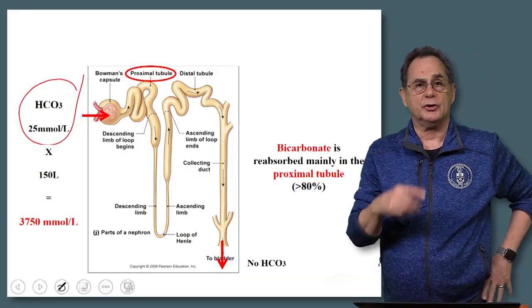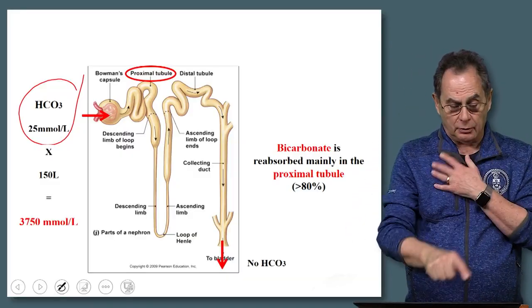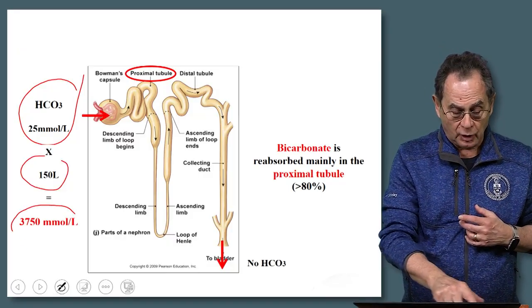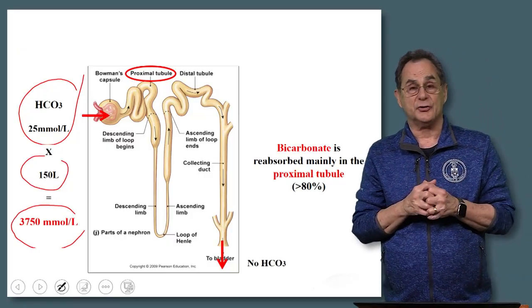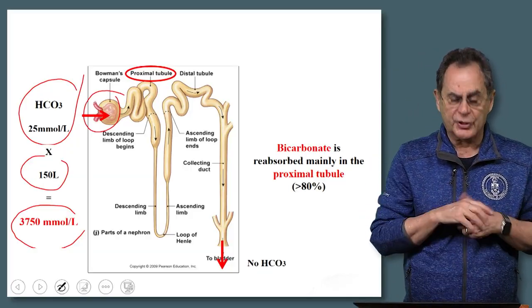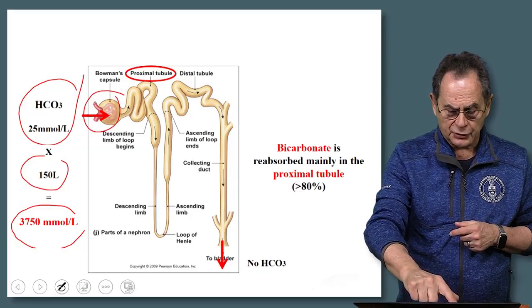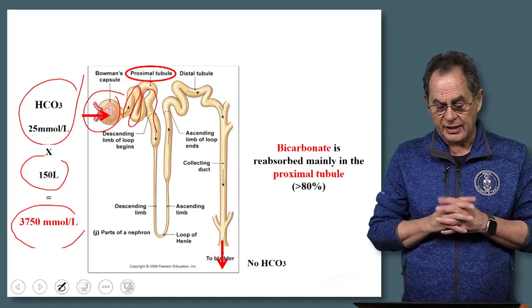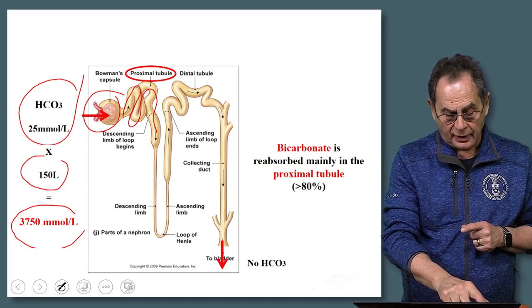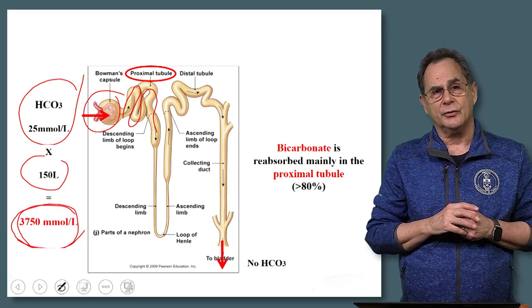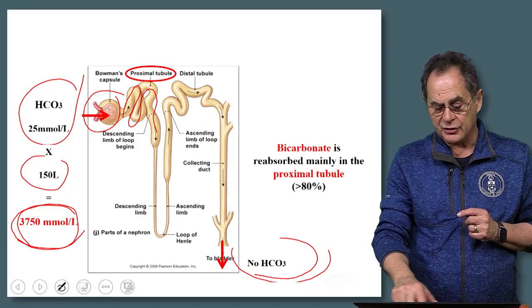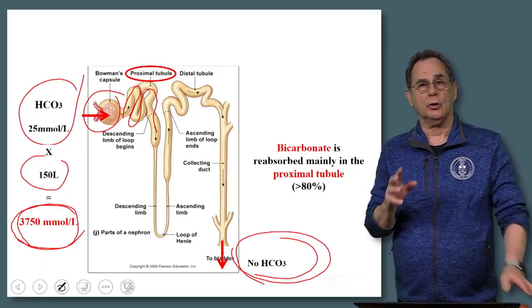Bicarbonate concentration, I've said, is 25 millimoles per liter. There's 150 liters of filtrate a day, so you and I filter 3,750 millimoles of bicarbonate each day. That's what we present to the nephron. And the proximal tubule plays a key role in the reabsorption. What's fascinating is even though we filter 3,750 millimoles of bicarbonate a day, there's vanishingly little bicarbonate in the urine.